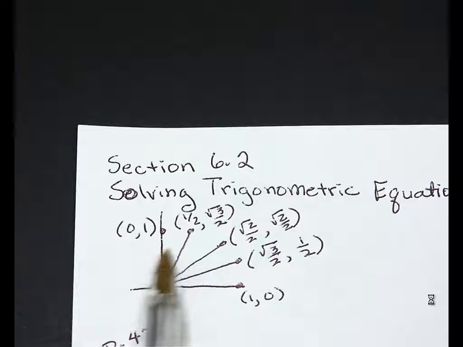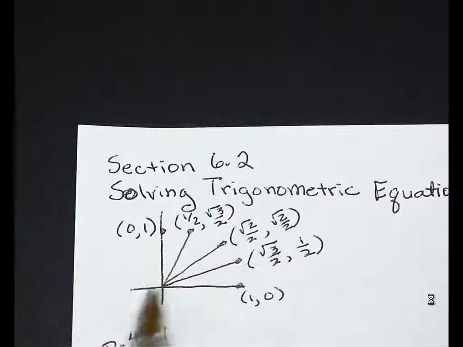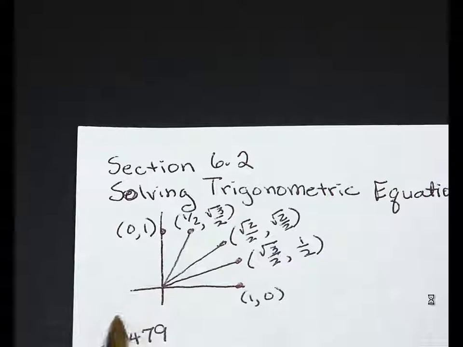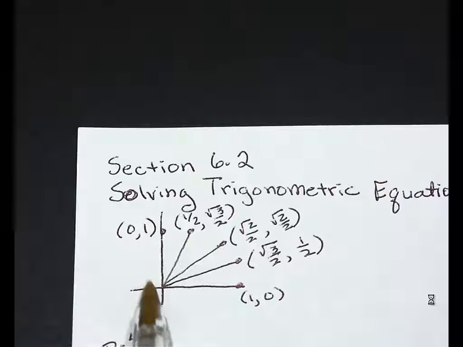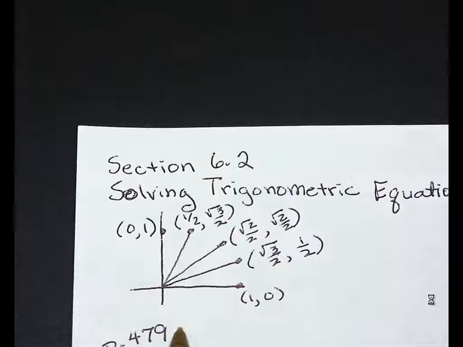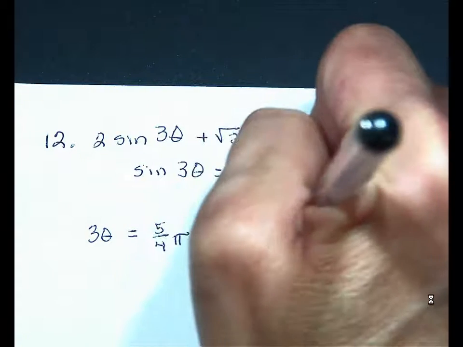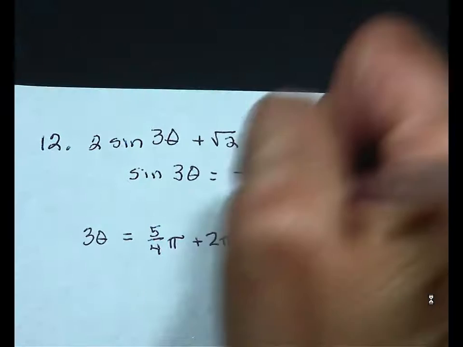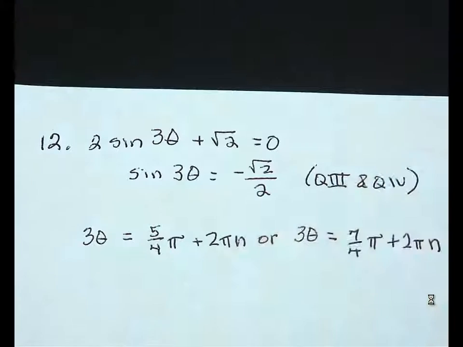1/4, 2/4, 3/4, 4/4, 5/4, and then 6/4, 7/4. Am I going to be able to just use 5/4 and multiples of 90 degrees? Nope, I'd pick up my first and second quadrant angles, so I'm going to have to write these two answers separately. I'm going to say 3 theta is 5/4 pi, and how do I say all of its coterminal angles, plus 2 pi n, or 3 theta equals 7/4 pi, and all of its coterminal angles.